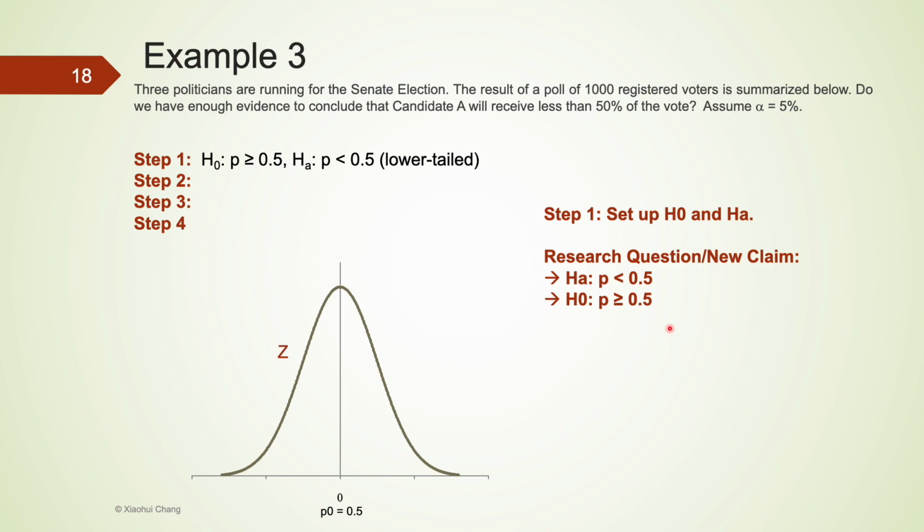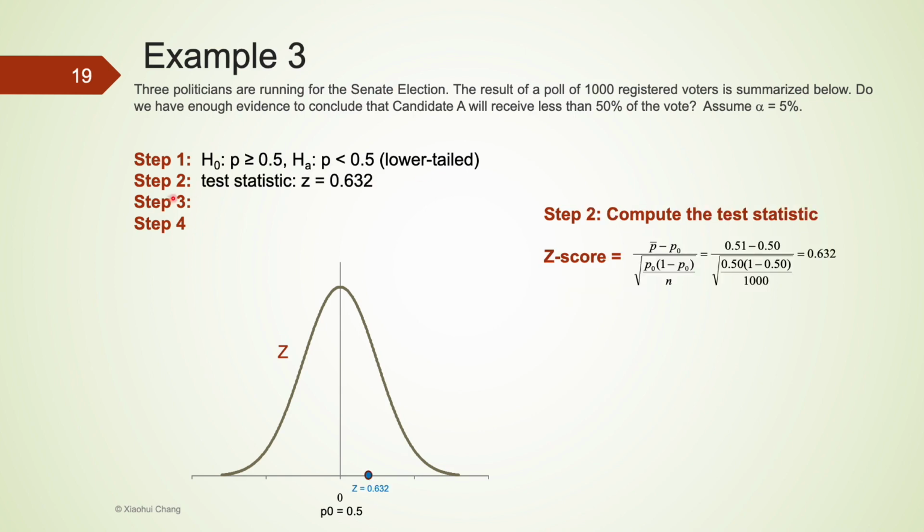The research question here is to see whether the population proportion of votes received by A is less than 50%. So the population parameter is P, not mu as in the first two examples. The alternative is that P is less than 50%. So the null is P greater than or equal to 50% or 0.5. From the sign of inequality for the alternative, we are able to see this is clearly a lower-tailed test.